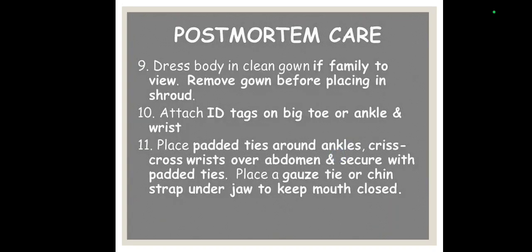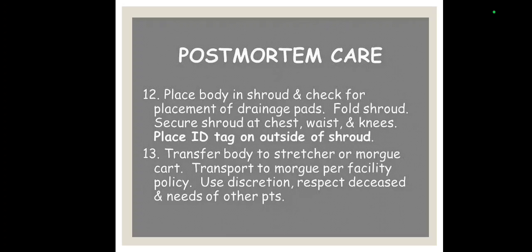Change soiled dressings and remove adhesive marks with solvent. Dress the body in a clean gown, and if the family is to view, remove the gown before placing in shroud. Attach ID tags on big toe or ankle and wrist. Place padded ties around ankles, crisscross wrists over abdomen, and secure with padded ties. Place a gauze tie or chin strap under the jaw to keep mouth closed. Place the body in a shroud and check for placement of drainage pads. Fold shroud, secure shroud at chest, waist, knees, and place ID tag on outside of the shroud.